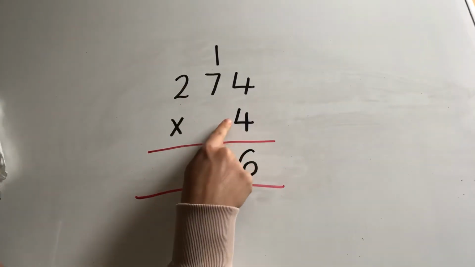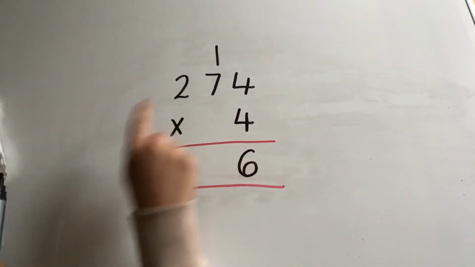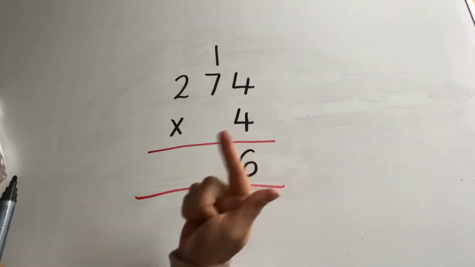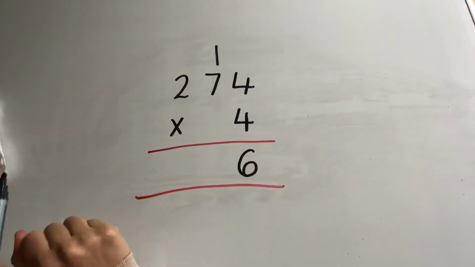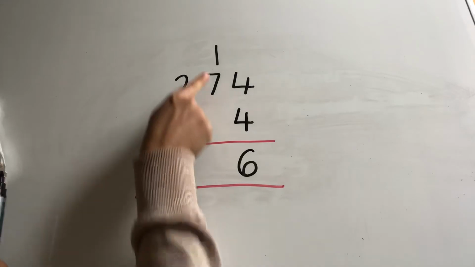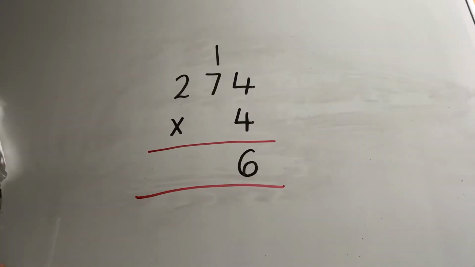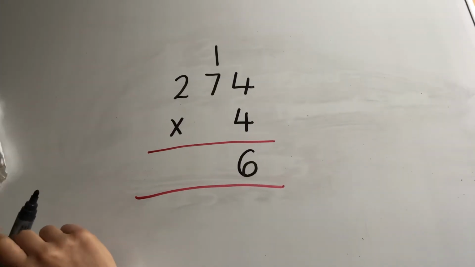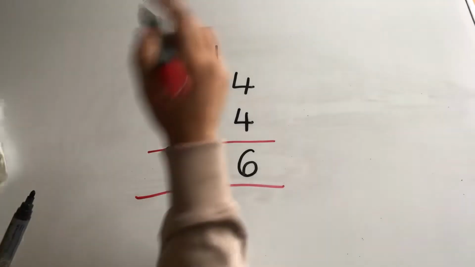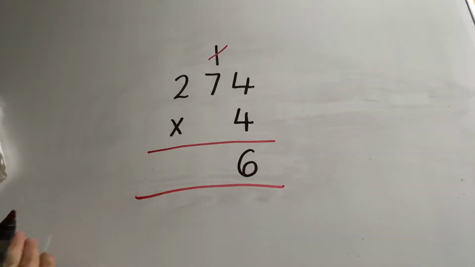Then we move to our tens column. 4 groups of 7. So 7, 14, 21, 28. We then must remember to add the 1 that we carried. So 28 plus 1 is 29. So I'm going to cross that out because I've added it.